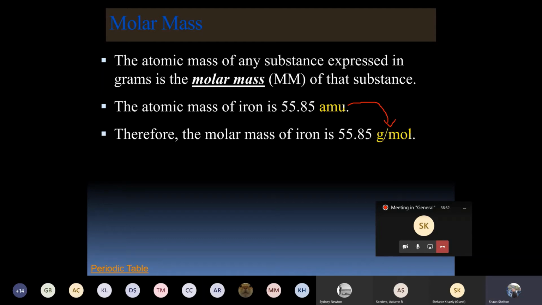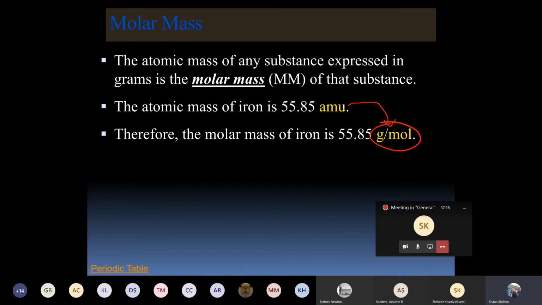Now, its molar mass is also 55.85, but the difference is instead of using AMU like we were using, we're using grams per mole because it's molar mass. Molar, moles, mass, grams. Everybody understand that? You see what's highlighted there? This right here, write that down because that's important. That is a conversion factor. Our molar mass will be used as a conversion factor.